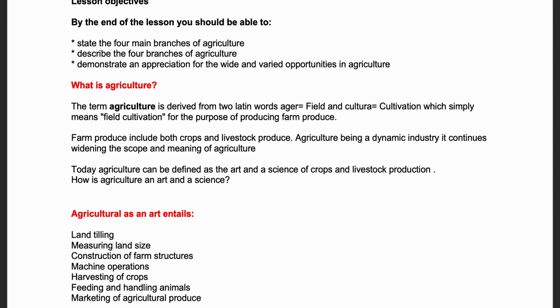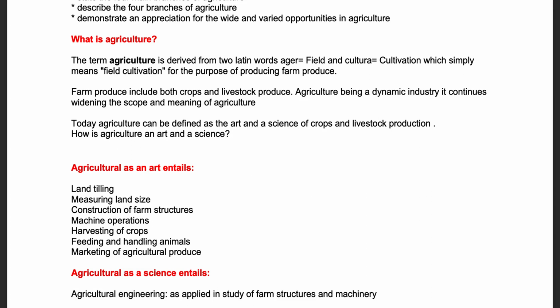Demonstrate an appreciation for the wide and varied opportunities in agriculture. What is agriculture? The term agriculture is derived from two Latin words, agere, which equals field, and cultura, which equals cultivation, which simply means field cultivation for the purpose of producing farm produce. Farm produce includes both crops and livestock produce.